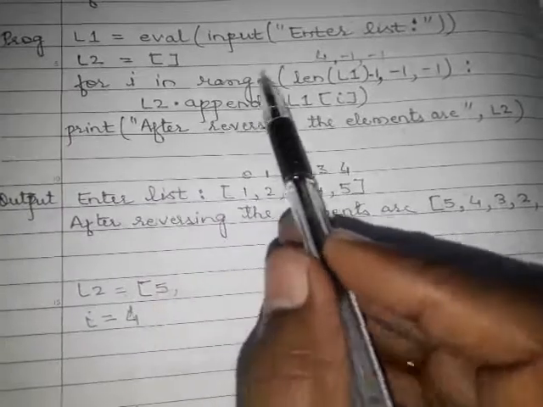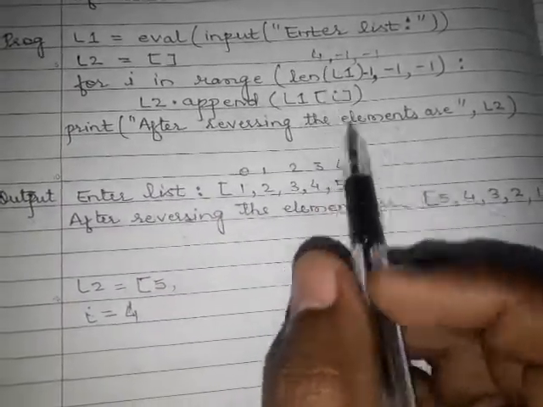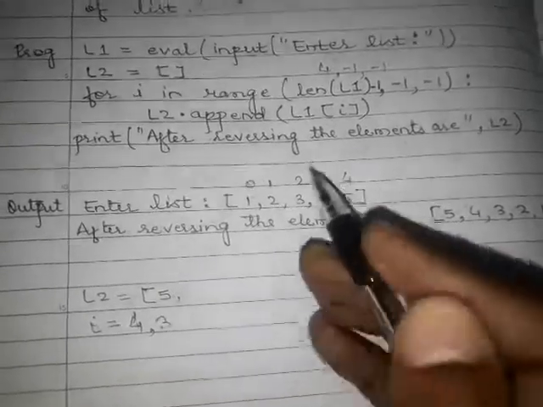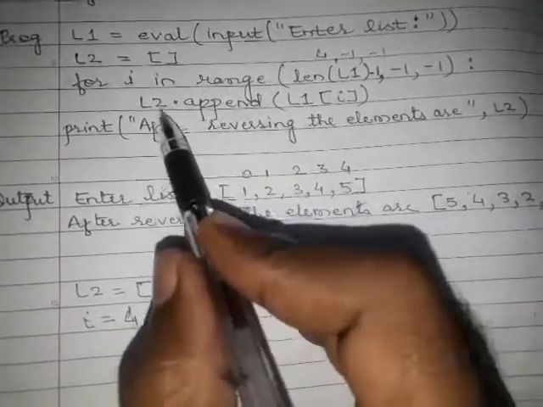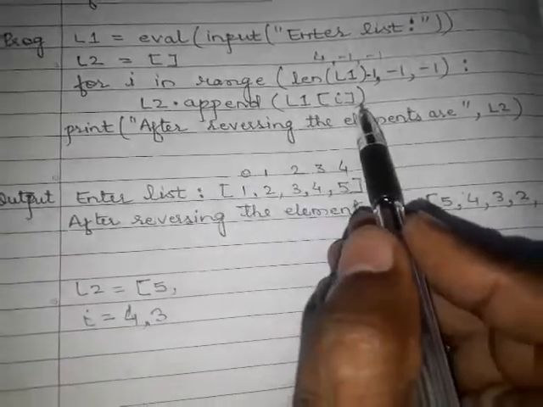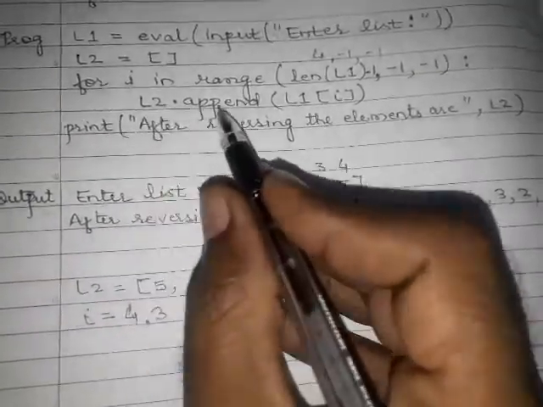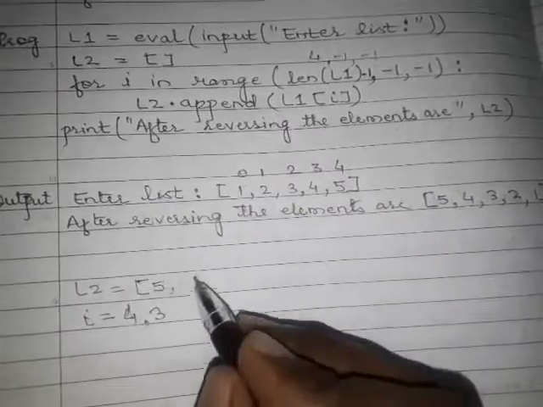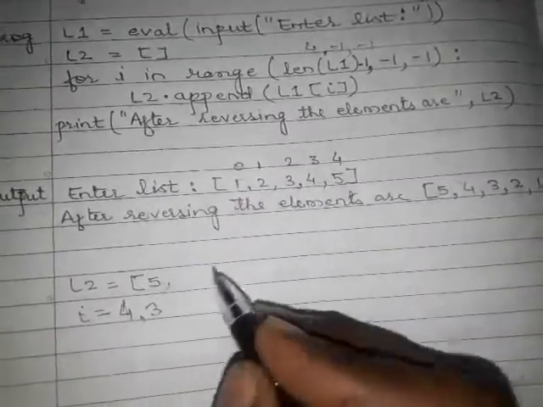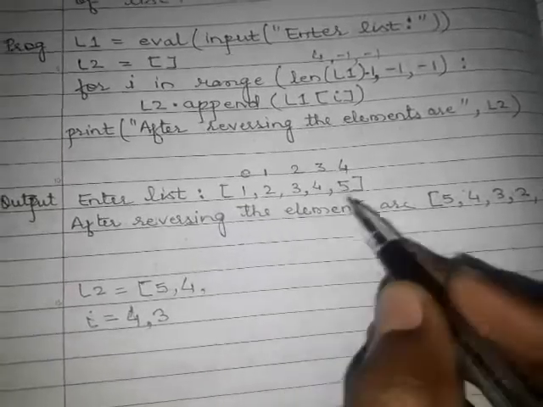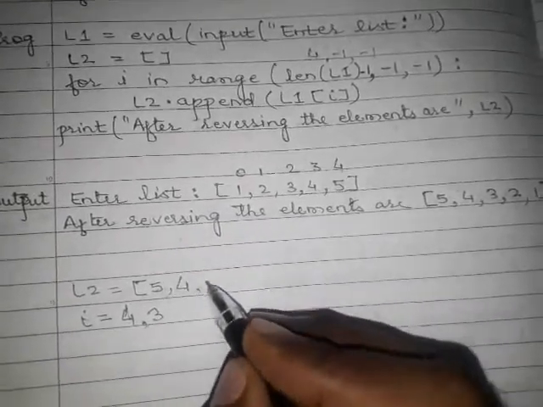Again, I equals 4 minus 1, which is 3. So I is 3. So L2 dot append L1 of 3. L1 of 3 is 4. So we append 4 to L2. In this way all the elements are appended in reverse manner in the list L2.